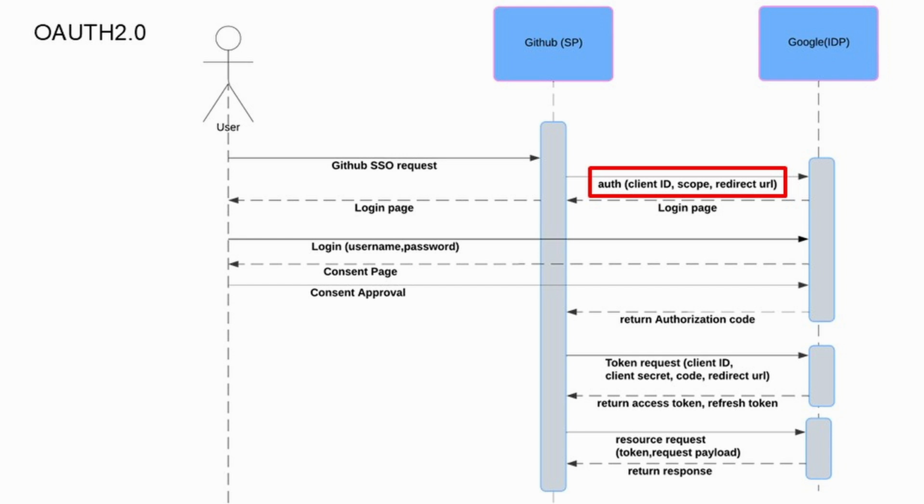Then we have the redirect URL. Now, I clicked on sign in with Google, Google authenticated me, but where does Google redirect me? How does Google know to send me to the GitHub homepage? That is how this is communicated. The redirect URL is where the IDP will redirect the user once the authentication process is complete.